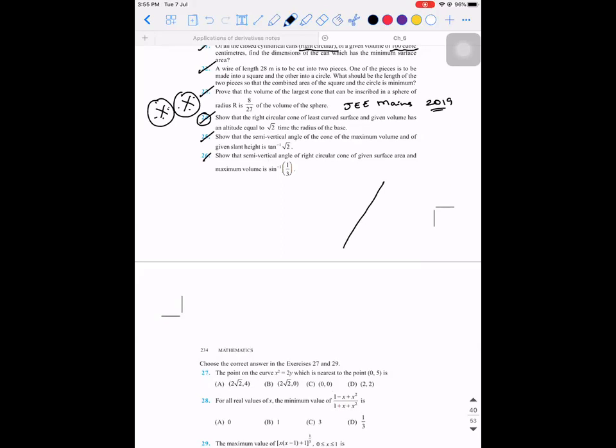So you have a right circular cone. For this right circular cone, what is constant? Volume. So the volume is constant, right? So volume is 1 by 3 pi r square h. So this is a constant. Now what is it that we need to prove? H is equal to √2 r.